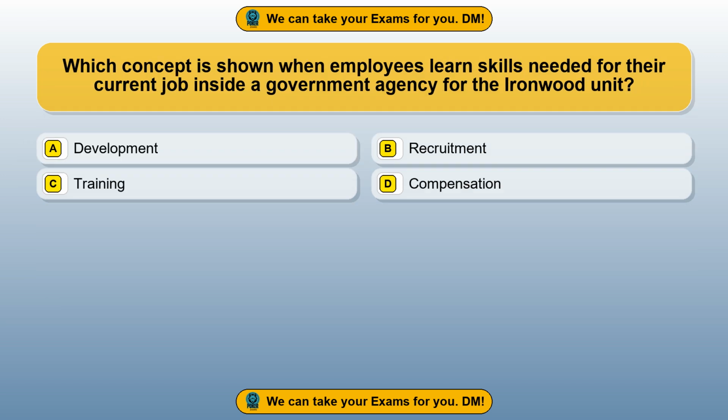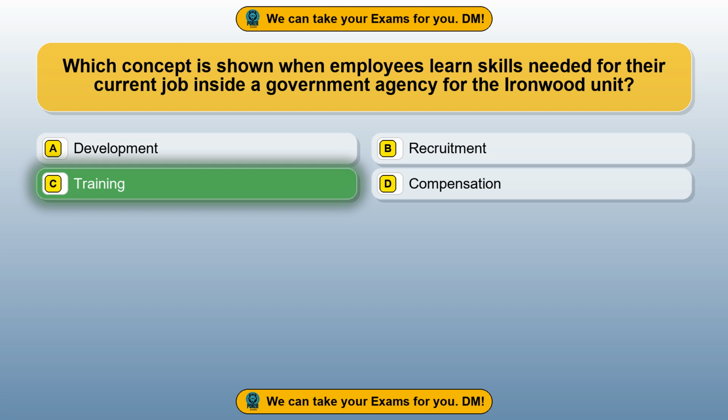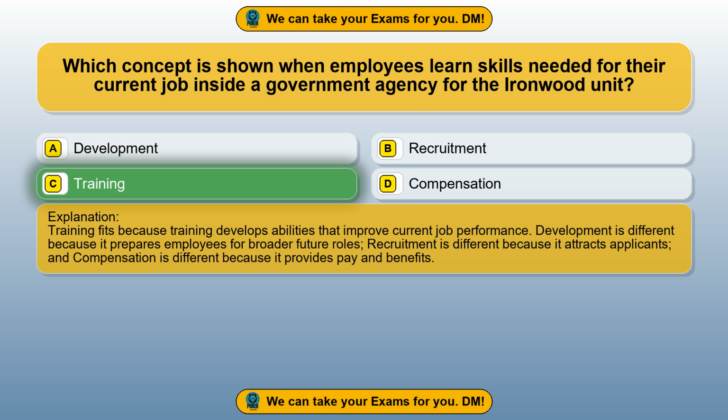Question 60. Which concept is shown when employees learn skills needed for their current job inside a government agency for the Ironwood unit? Option A, development. Option B, recruitment. Option C, training. Option D, compensation. The correct answer is option C, training. Training fits because training develops abilities that improve current job performance. Development is different because it prepares employees for broader future roles. Recruitment is different because it attracts applicants, and compensation is different because it provides pay and benefits.